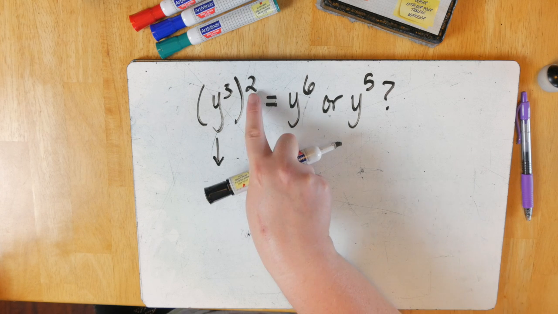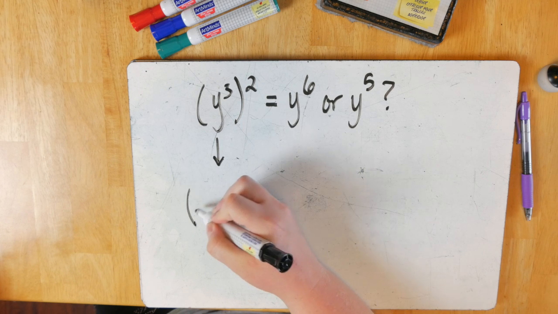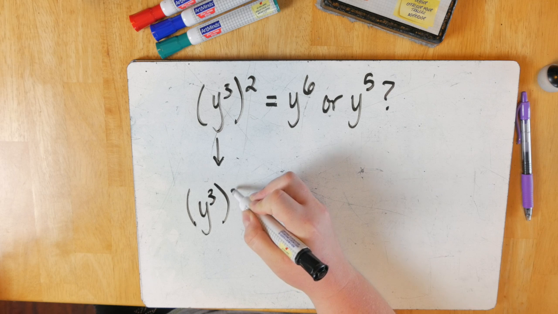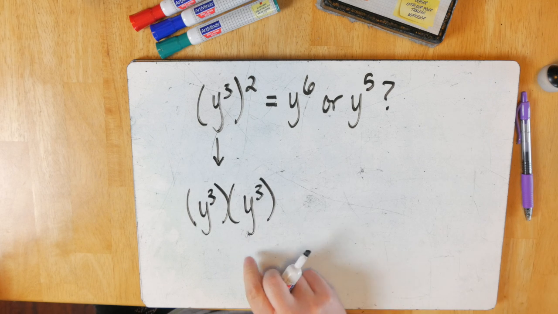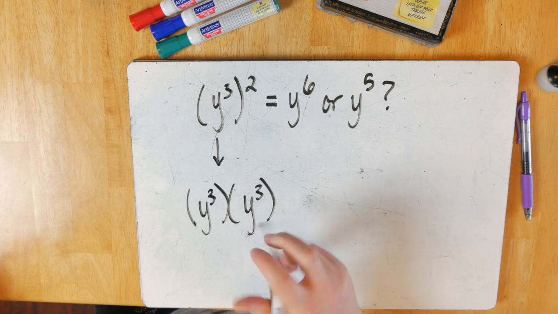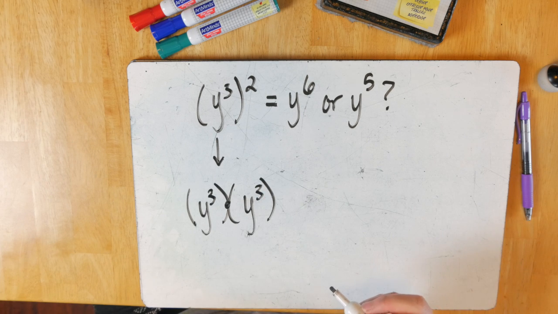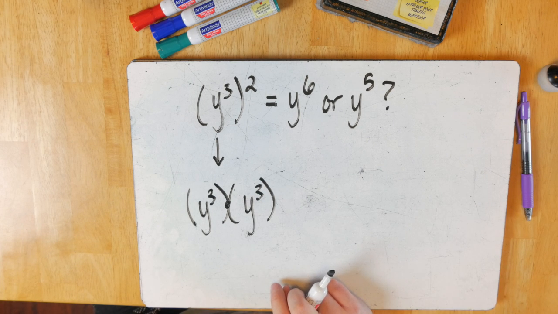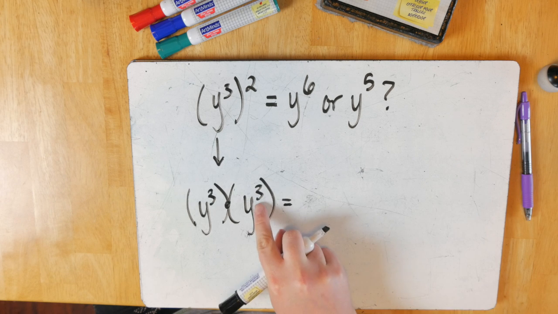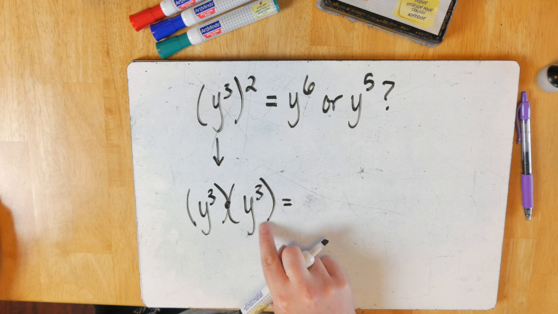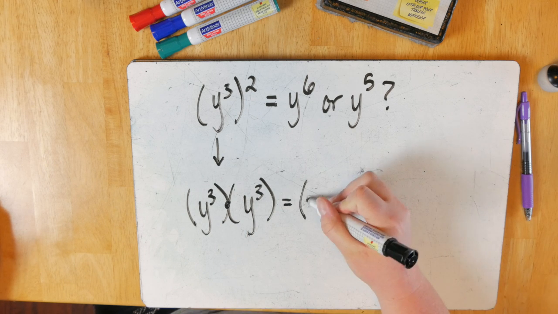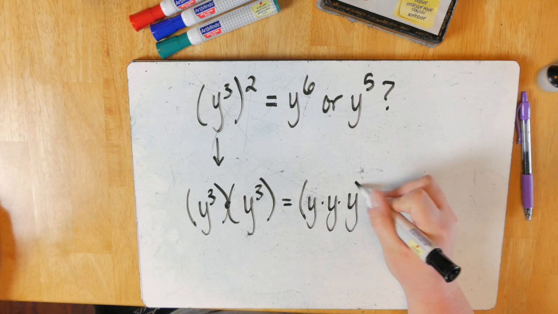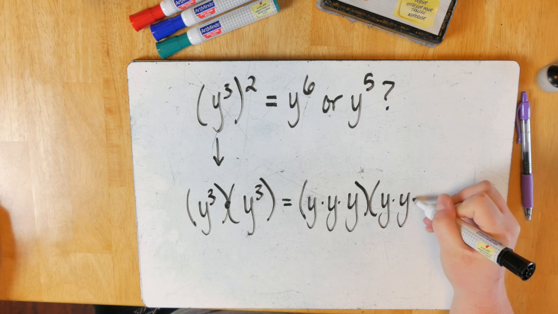So starting with the outermost layer, we know that when we square something, that means we are multiplying it by itself twice. So I'm going to take the term and rewrite it as y cubed times y cubed, because that is y cubed multiplied by itself twice. And then when we cube something, we know that that means that it's multiplied by itself 3 times. And so I'm going to rewrite each one of these to be multiplied by itself 3 times.